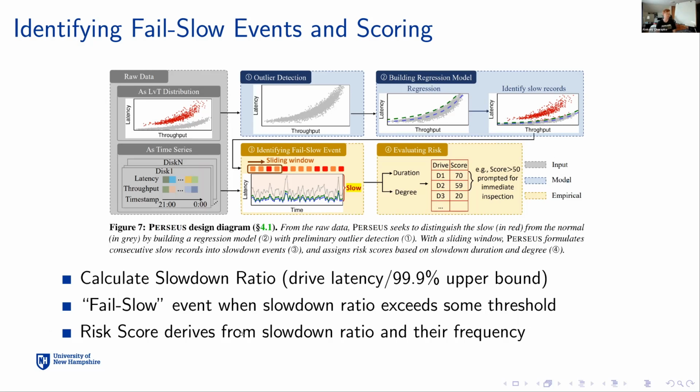Depending on how slow that slow event is, they compute the risk score. They rate each drive by this score, and the drive with the highest score is more likely to be the fail slow drive. At this point, manual intervention is required. They have engineers go and inspect the drives that have the high score, and maybe take them out and see if tail latency improves.